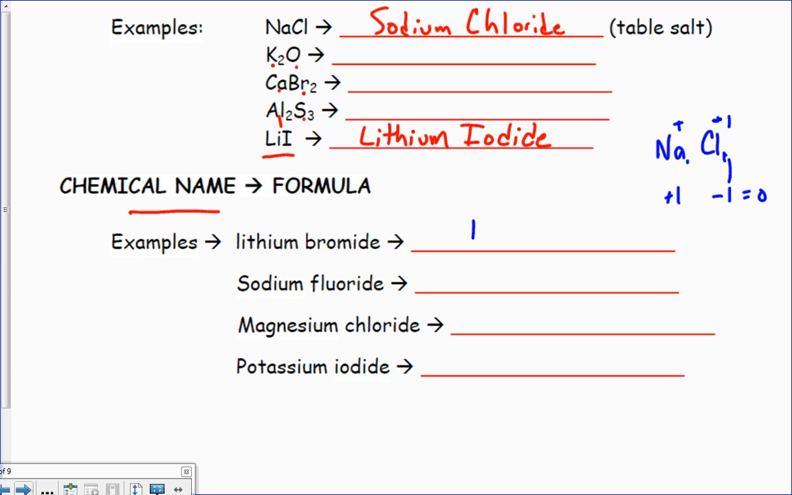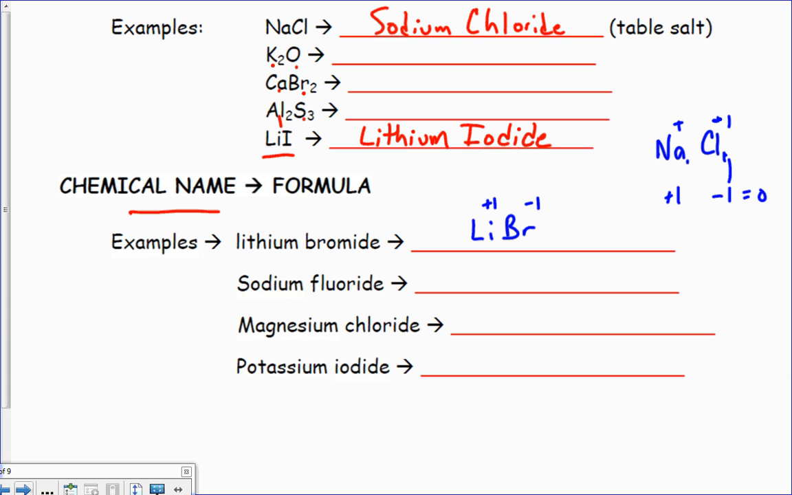Lithium bromide. So it's lithium and bromine. What I'm going to do is look in my handy dandy reference table. Lithium is a +1, but what is bromine? And bromine is a -1. So this is going to work. I'm going to have a +1 here and a -1 here.